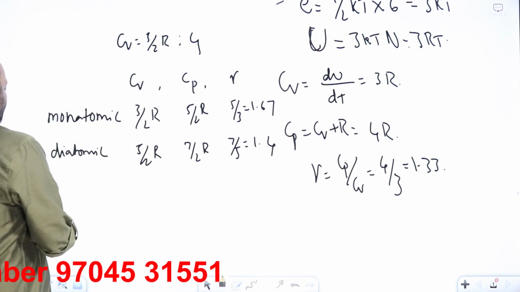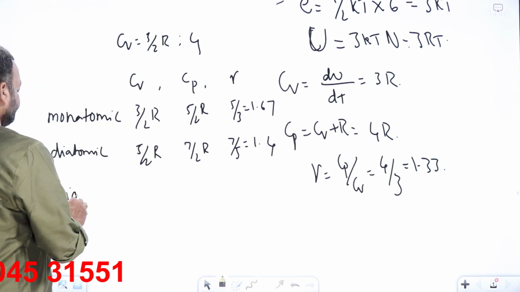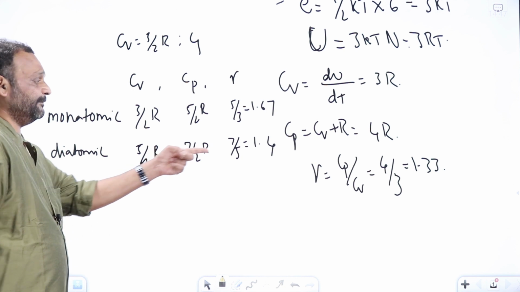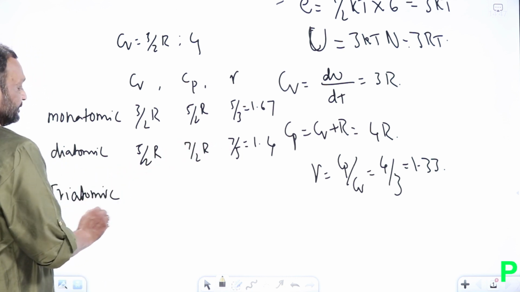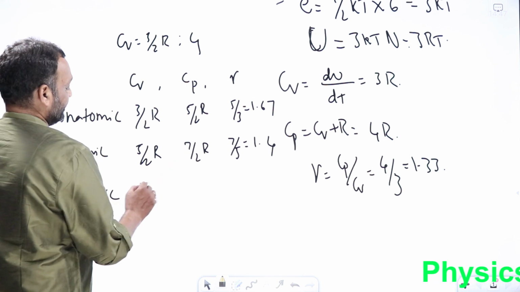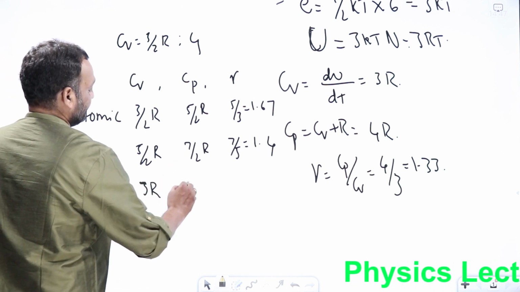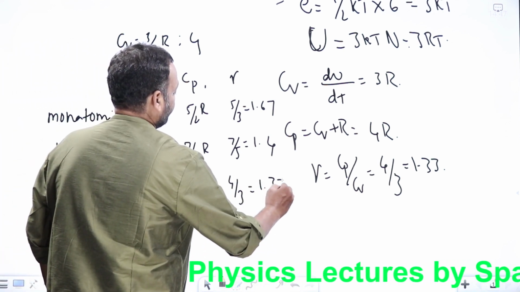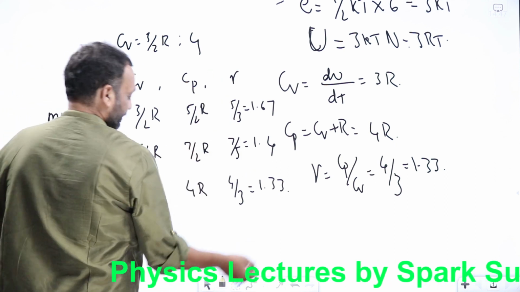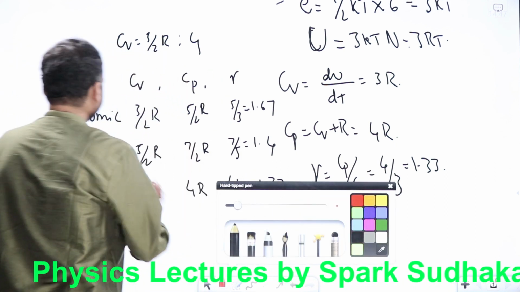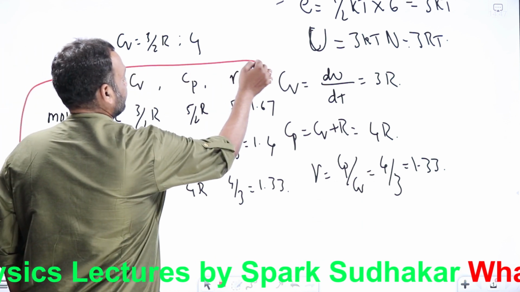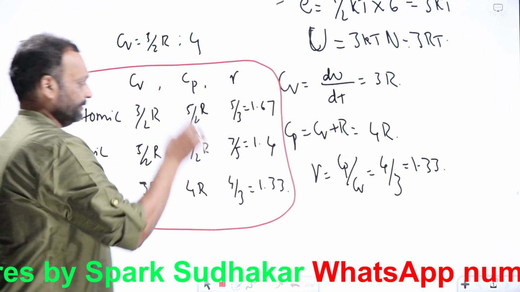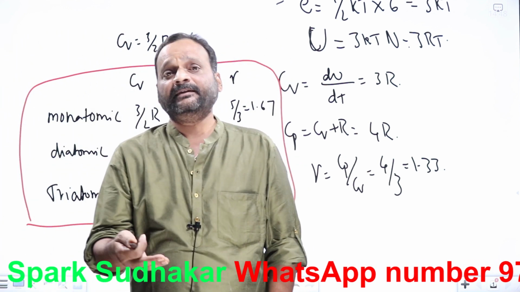For triatomic gases, here we got 2 cases, linear and non-linear. For linear, it is the same as diatomic gas only. For non-linear triatomic gases, this has 6 degrees of freedom. So Cv is 3R, Cp is 4R, and gamma is 4 by 3 equal to 1.33. So these are the relations between Cp, Cv and gamma values for monoatomic, diatomic and triatomic gases. We can take them for granted, whether they are mentioned in the question or not.